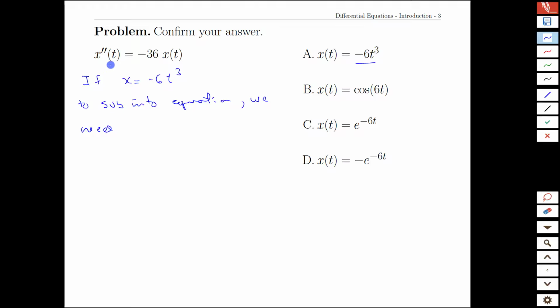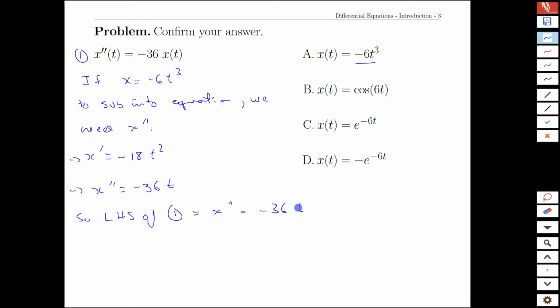We can't even sub in x here, we need to sub in its second derivative. Well, how do we get to that? We're going to take one derivative, that will be negative 18t squared. And, oh, interesting, x double prime is negative 36t. So that's promising. So the left-hand side of our differential equation, let's call this 1, is equal to x double prime, which is equal to negative 36t.